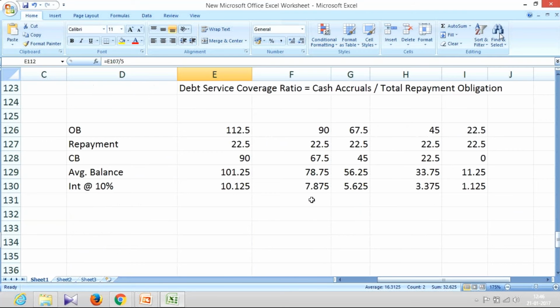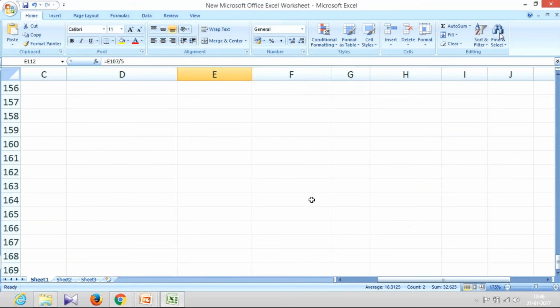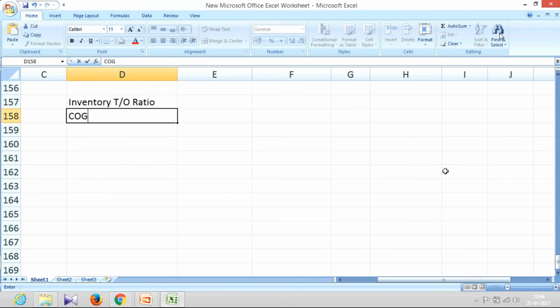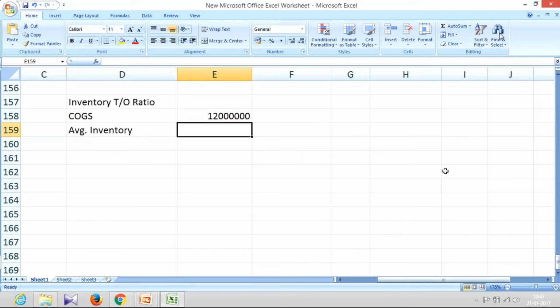We will first see what our annual cost of goods sold is. Let's say my annual cost of goods sold is something like 12 lakhs, and the average inventory I am maintaining is 1 lakh. This is scenario 1. In scenario 2, my cost of goods sold is the same 12 lakh, but the average inventory I am maintaining is, let's say, 6 lakhs. Now if I create a relationship between these two, that is annual cost of goods sold divided by average inventory, here I get 12 lakh by 1 lakh, it is 12 times, whereas here I get 2 times.